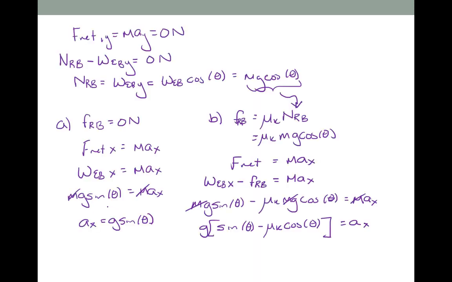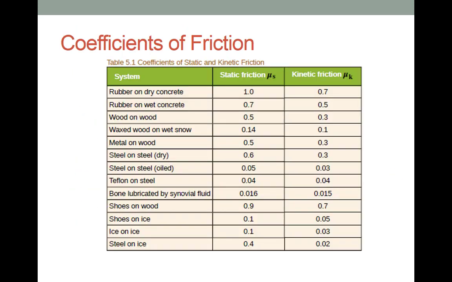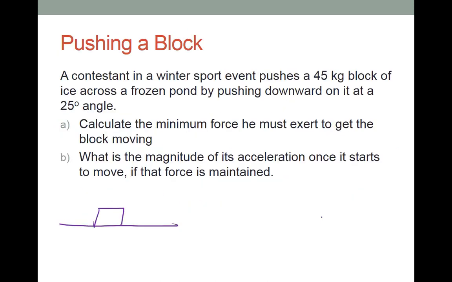So the coefficients of friction we want, if we flip back, are ice on ice, which for static is 0.1 and for kinetic is 0.03. So let's make a note of those. Coefficient of static friction is 0.1, coefficient of kinetic friction is 0.03.